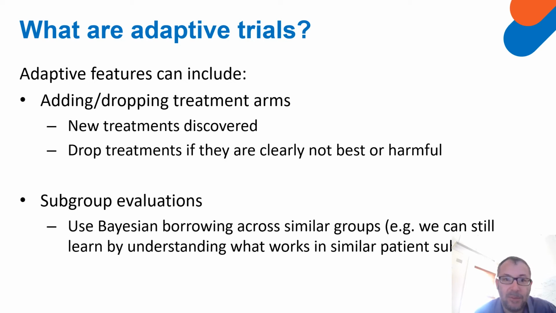The other adaptive features of adaptive trials are the ability to add or drop treatment arms, either adding new treatments as they become available, as they are discovered, but also the ability to drop treatments if they're clearly not best, or if there's evidence accumulating that they may actually be harmful. Another feature of Bayesian trials is the ability to look not just in a single group of patients, but to look how the effect of different treatments work across similar but different patient groups. And so this is the principle of borrowing information across different patient groups to try to work out for each patient group which treatment is best for them.